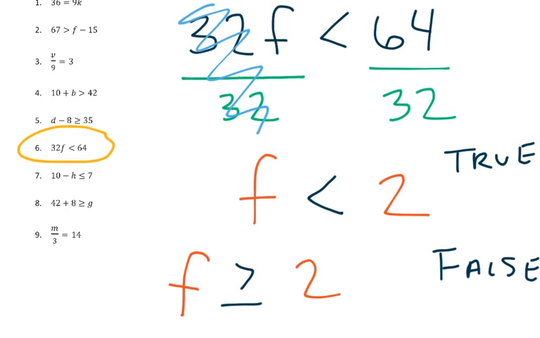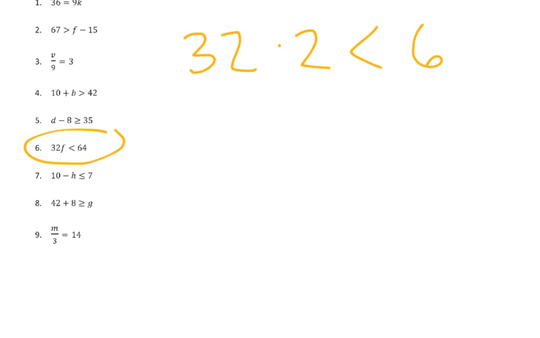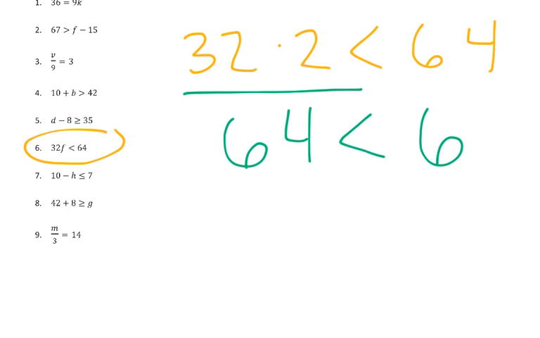Let's look at an example. Still looking at number 6. If I plugged in the value of 2 for f, is it in fact less than 64? Well, when I evaluate 32 times 2, I get 64, which is actually equal to 64, and not less than, proving this to be false.